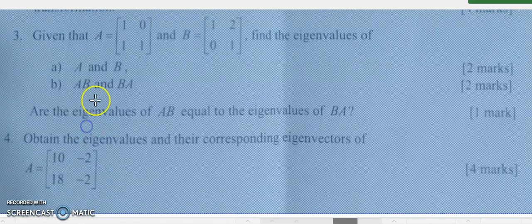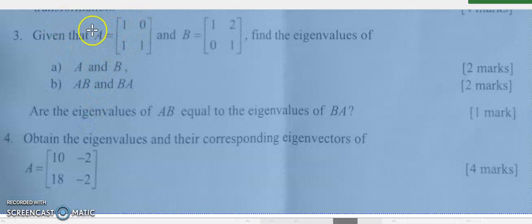Question 3 says that given matrix A is a 2 by 2 matrix, that is 1 0 0 1, and matrix B, which is also a 2 by 2 matrix, 1 2 0 1. You are required to find the eigenvalues of A and B. Second, we are going to find the eigenvalues for AB and BA. And at the end, we are to determine if the eigenvalues of AB is equal to the eigenvalues of BA.